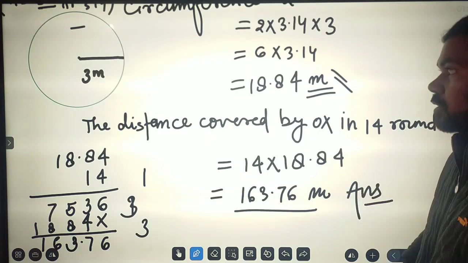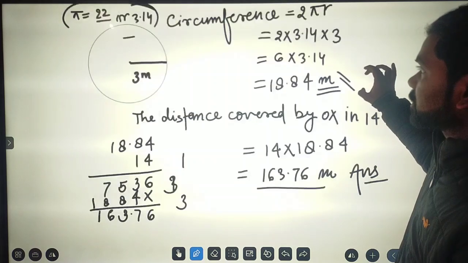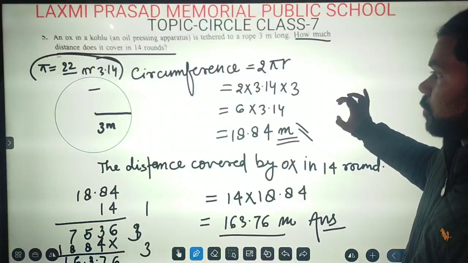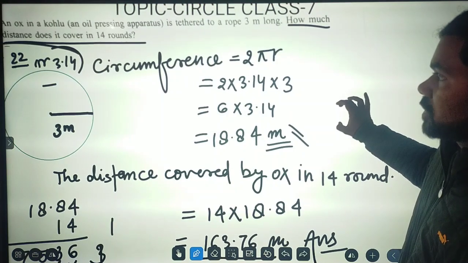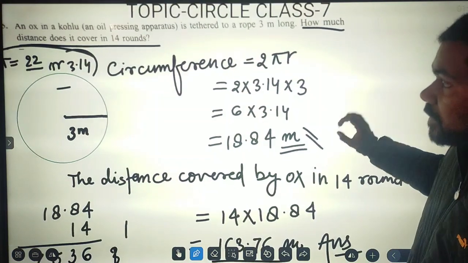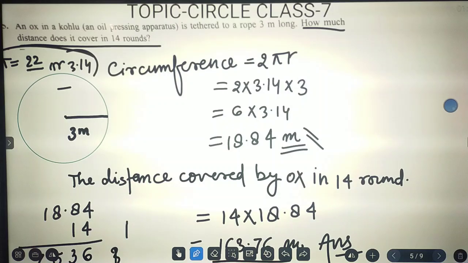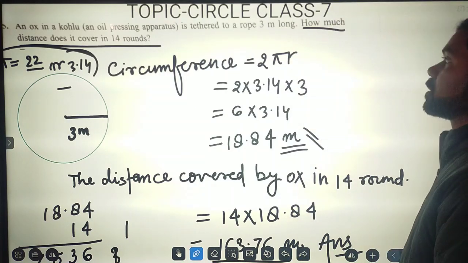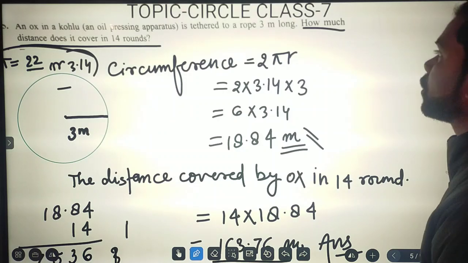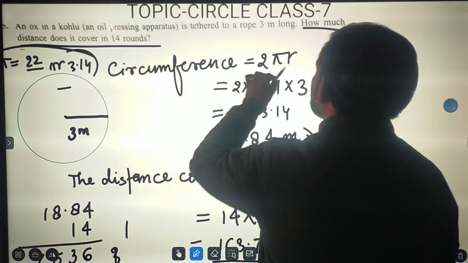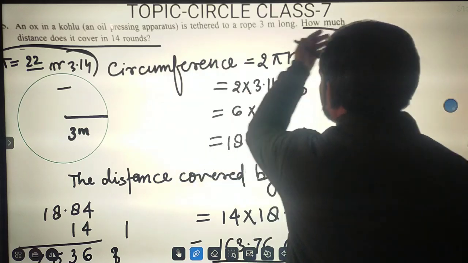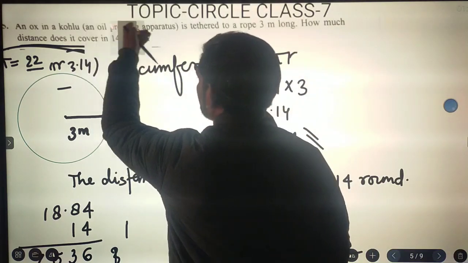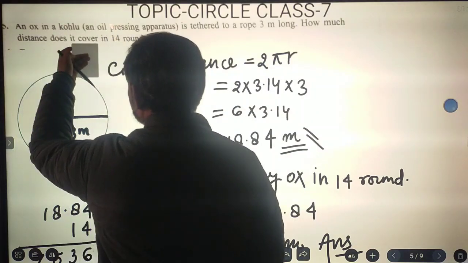So I hope the solution is clear. Now let's see the solution once again. First of all, let's see what the question is. We have an ox in a kolhu, an oil pressing apparatus, tied by a rope which is 3 meters long. The question is, how much distance will the ox cover in 14 rounds?